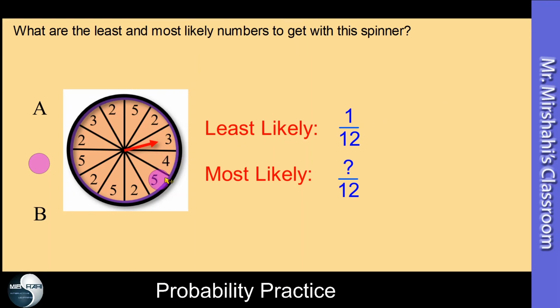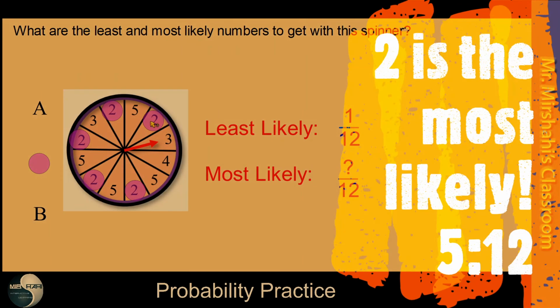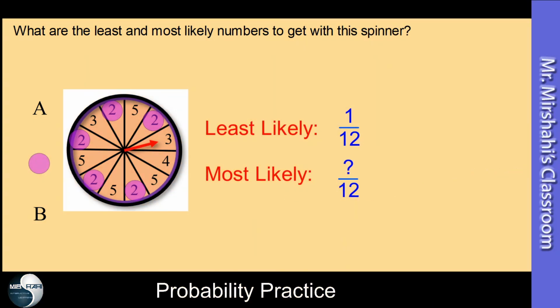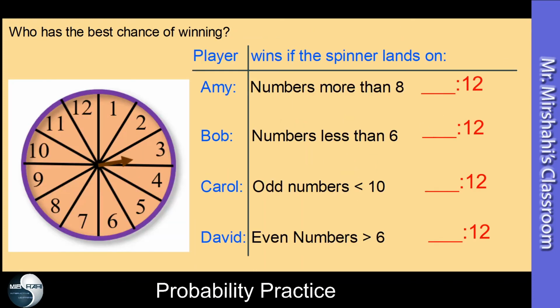And what about most likely? Well, 2 it is. So let's see, 1, 2, 3, 4, and 5. 5 of them are 2s, and that's the most likely number here. Okay, so the most likely number is 2, and the probability for it is 5 out of 12. So let's move on to the next.